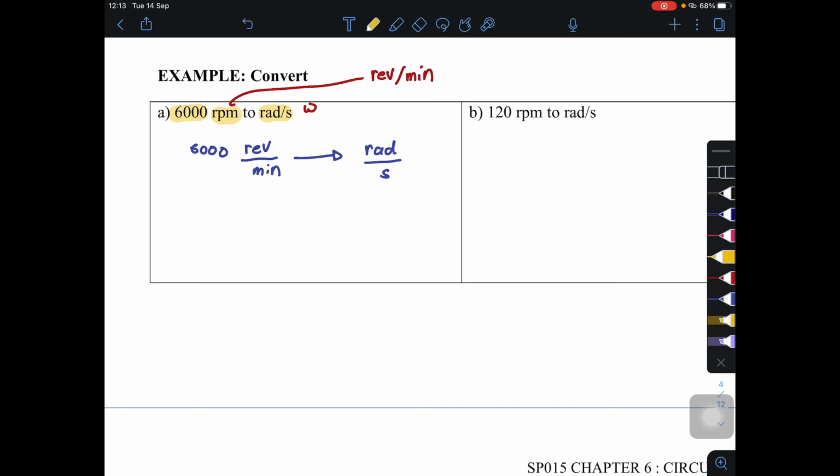Okay, so one revolution, satu pusingan bersamaan dengan 2 pi radian. Dan 1 minit bersamaan dengan 60 second. So bermaksud di sini 6000 times with 2 pi divided by 60. So tekan calculator, you will get 200 pi radian per second. Okay, this one pun benda yang sama, you can try it on your own.